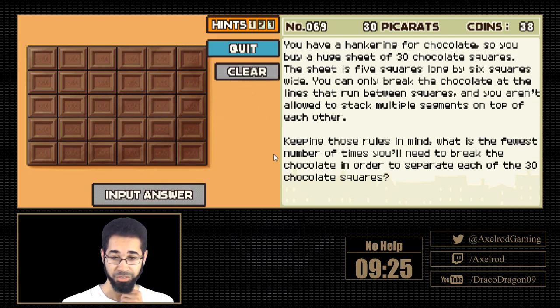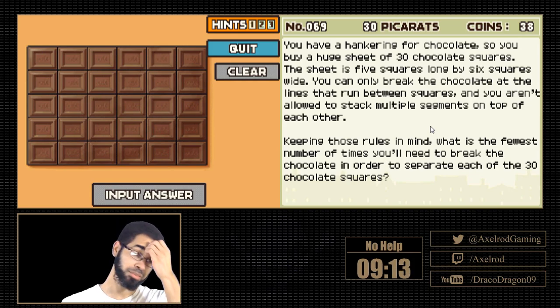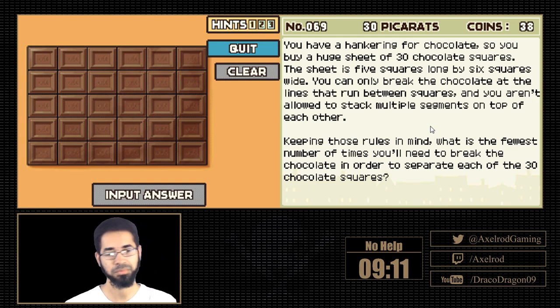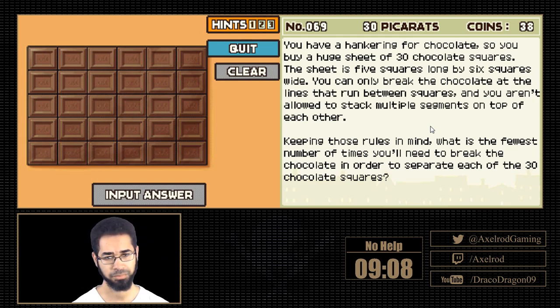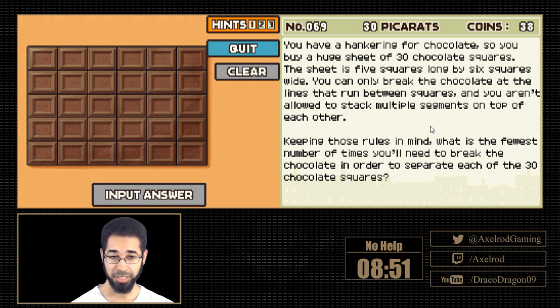Okay, so I can draw. What is the fewest number of times you need to break the chocolate in order to separate each of the 30 chocolate squares? This one is fairly easy, but also complicated.